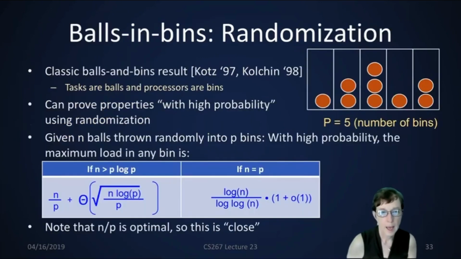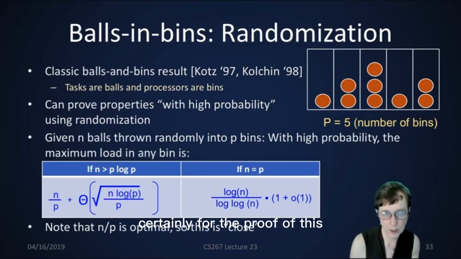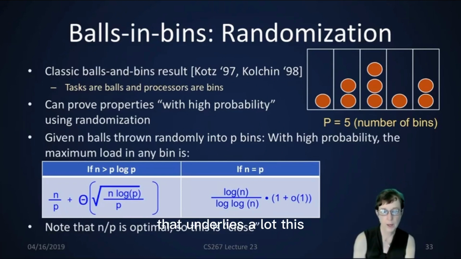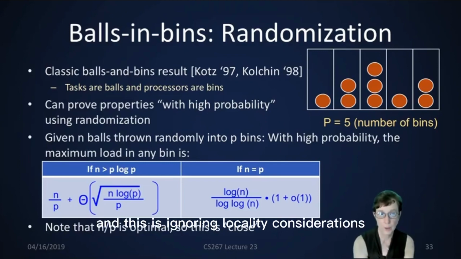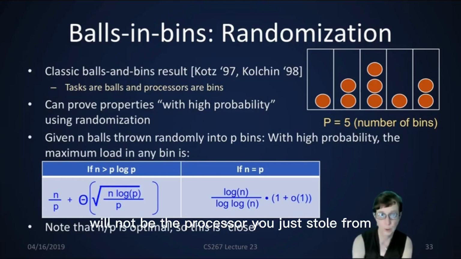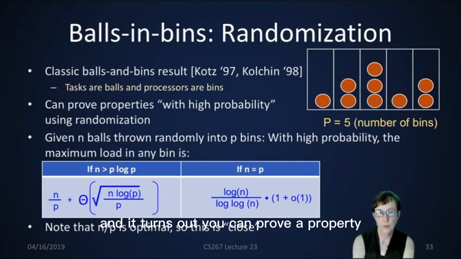And you are certainly not responsible for the proof of this or even the details of this, but I did want to give you this theoretical result that underlies a lot of the scheduling algorithms in here. When you're doing work stealing, it turns out the best thing to do, at least with provable high probability, and this is ignoring locality considerations, is to steal from a random processor. So each time you compute a random number and you steal from a random processor, most likely that will not be the processor you just stole from. And it turns out you can prove a property taking into account randomness that it is close to optimal to do that.